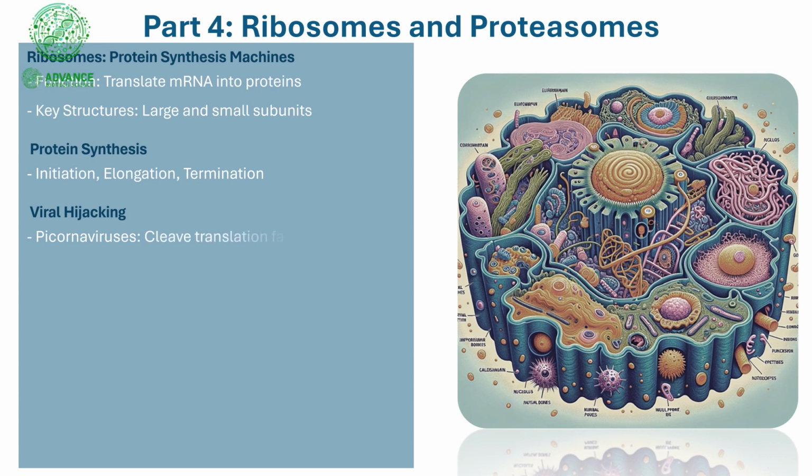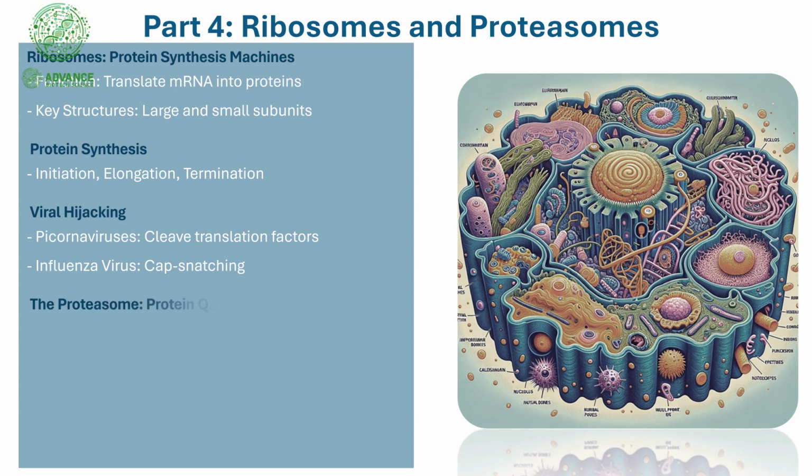Influenza virus. Influenza virus hijacks ribosomes by encoding a cap-snatching endonuclease that cuts caps from host mRNAs and attaches them to viral transcripts. The proteasome, protein quality control. Scene setup. We zoom into the proteasome, the cell's protein quality control unit. Proteasome structure. Proteasomes are barrel-shaped complexes consisting of a 20S core and two 19S regulatory caps.